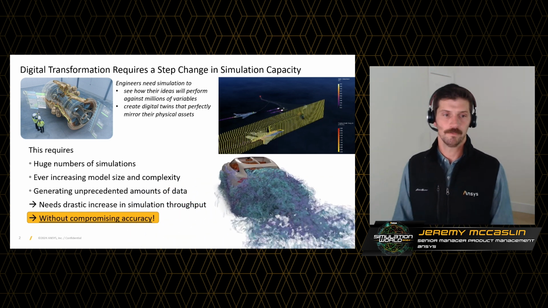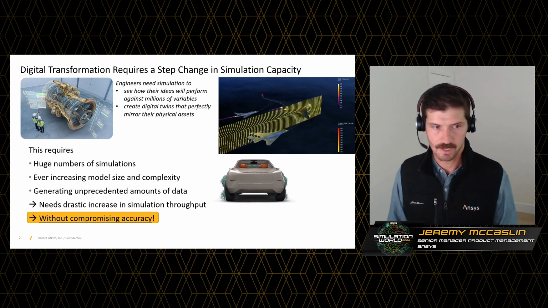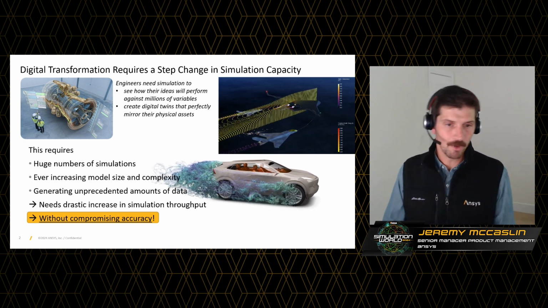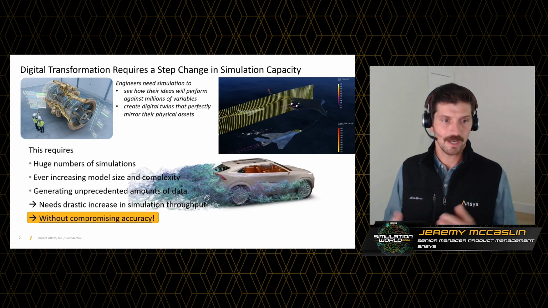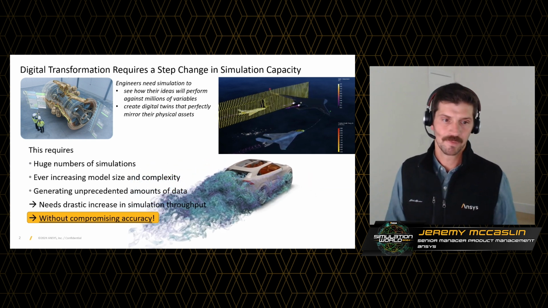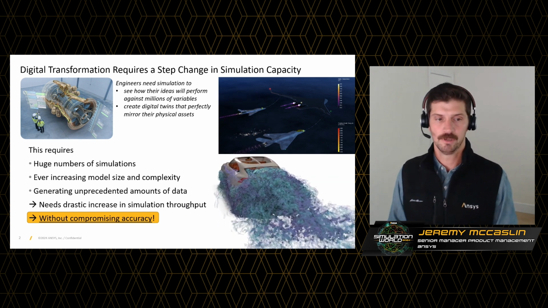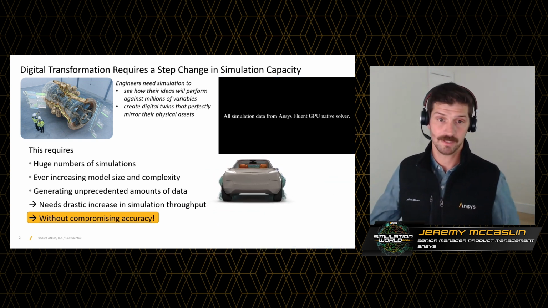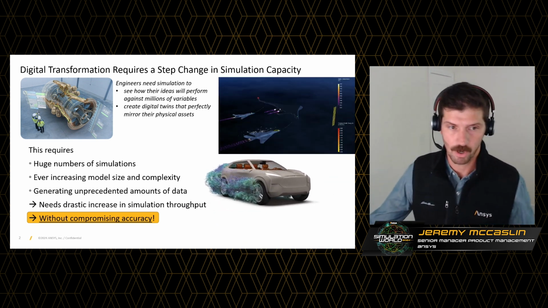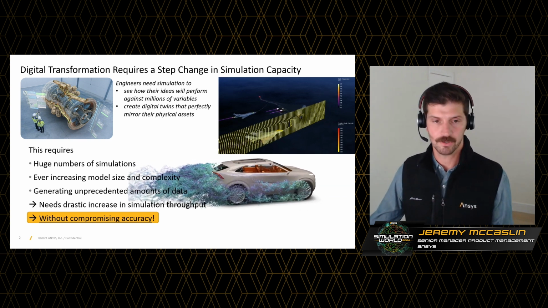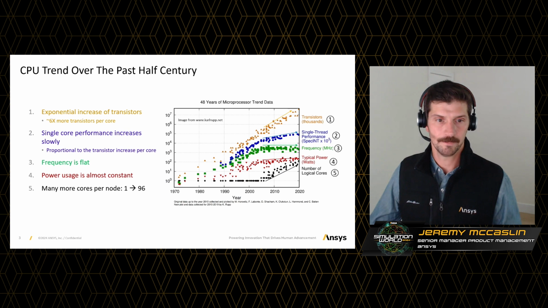And that's going to require a huge number of simulations, ever increasing model size and complexity, and what that's going to amount to is generating unprecedented amounts of data. And we really need to drastically increase simulation throughput. And we have to do that without compromising accuracy. So it is a very tall order. We want to be able to do all of that while maintaining the gold standard accuracy that is Fluent, right?